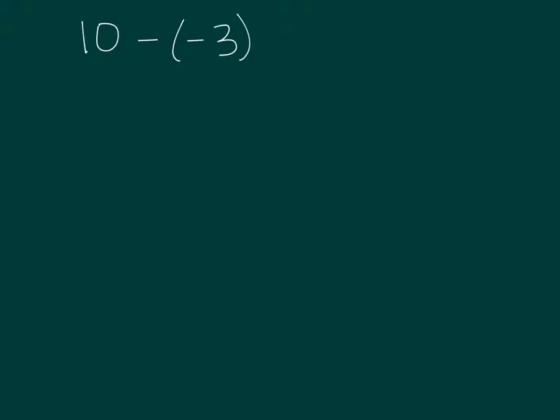Let's say we have a positive number first, and we still have a bloop bloop situation here. We bloop bloop so that it's 10 plus 3. They're all positives. That equals 13.